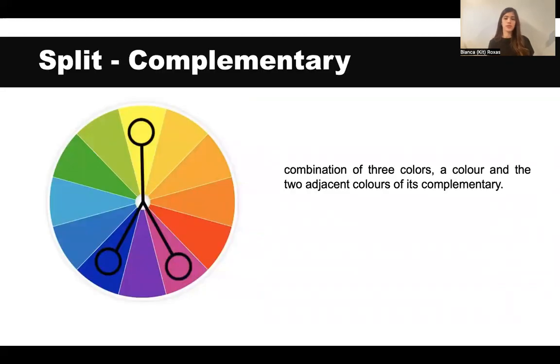Split complementary. This is another example of a color scheme. And as the name implies, split complements. For example, we have here yellow. The complementary color of yellow is purple. So instead of using purple for the color scheme, we use the adjacent colors of purple, which are blue purple and red purple.